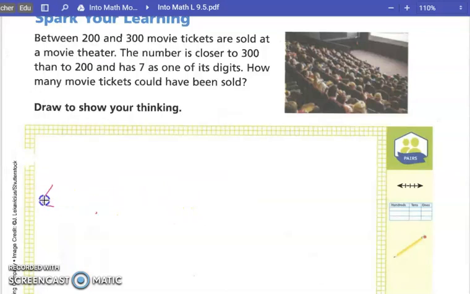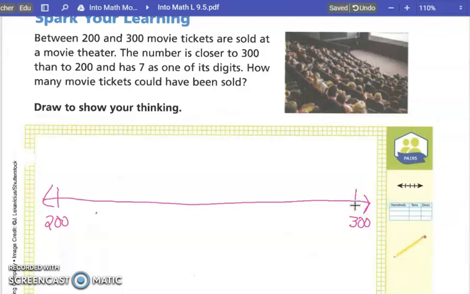In your workspace, draw a number line. Down here is going to be 200, and on this end is going to be 300. What is halfway between 200 and 300? 250. Let's put that on here. That will help us to have our number line even. So we need 1, 2, 3, 4 spaces between that, 4 marks.